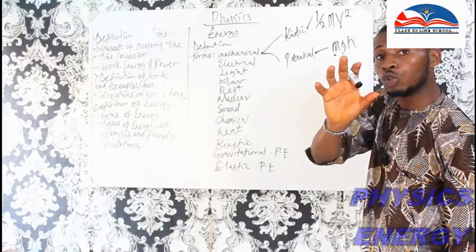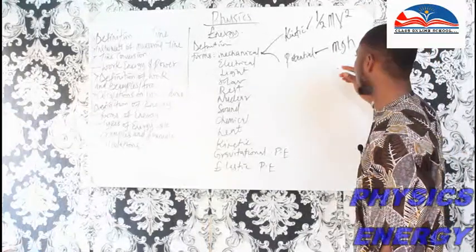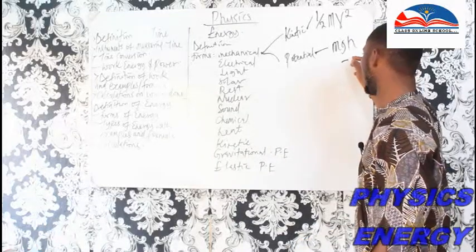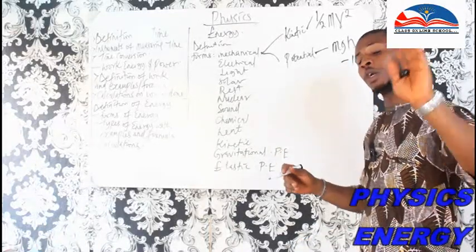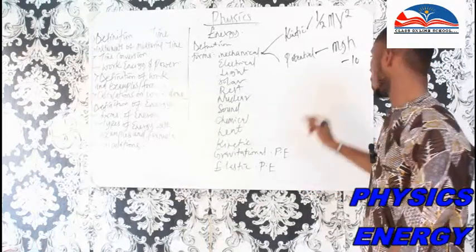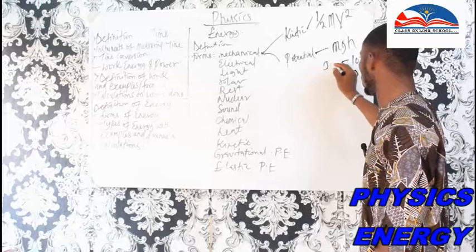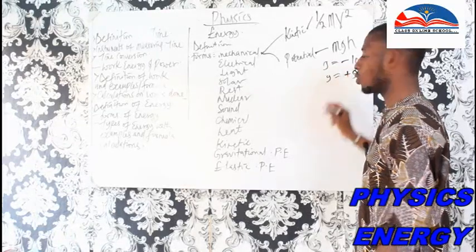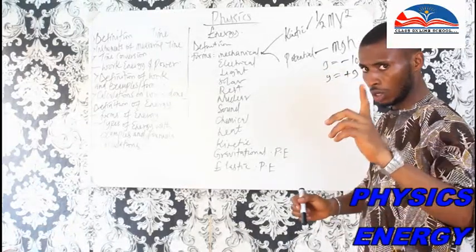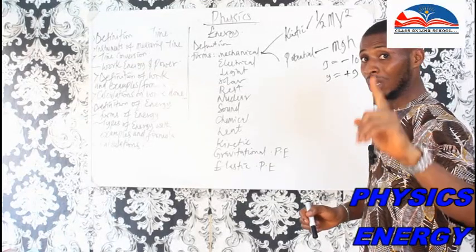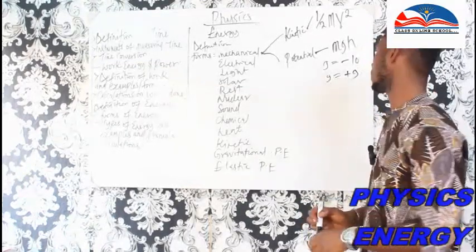If the question you are being asked says that the body is moving up, you have -10. If the question says that the body is coming down, we have +10. That means g equals -10 and g equals +10. Note this at the back of your mind because it is very important.